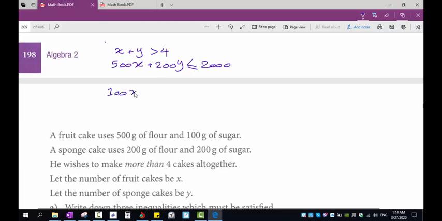We're going to do the same thing for the sugar. 100x plus 200y must be less than or equal to 1200, which is the total amount of sugar that he has at the moment. Now we have 3 inequalities as the question requires. Then we are going to draw each one of them on an xy axis. Then we find the closed region between them, which is the region where we can pick points, and the coordinates of the points stand for the number of fruit cakes and sponge cakes.